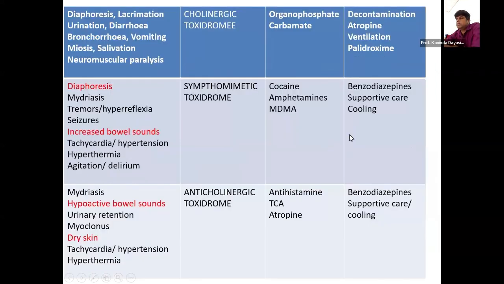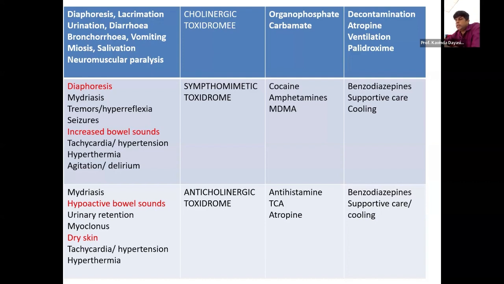And then three other important syndromes. Cholinergic toxidrome occurs following ingestion of organophosphates and carbamates. They result in widespread cholinergic activity: diaphoresis, lacrimation, urination, diarrhea, bronchorrhea, vomiting, pinpoint pupils, salivation. And with neuromuscular blockade in the intermediate syndrome, it can also result in neuromuscular paralysis. The treatment of cholinergic toxidrome due to organophosphate mainly involves decontamination, here mainly local decontamination, and then atropine, airway management, and then pralidoxime.